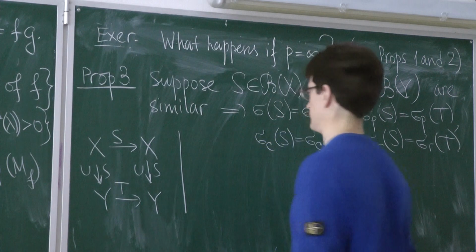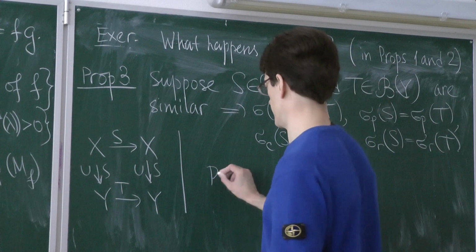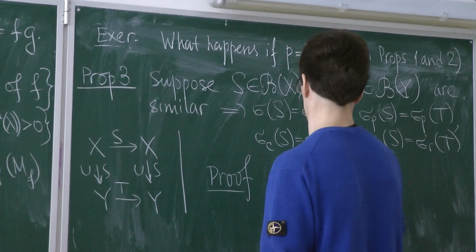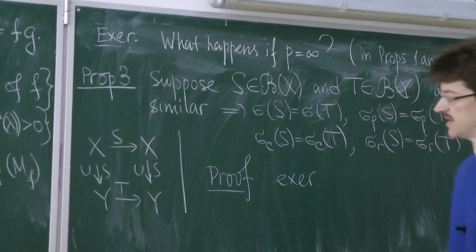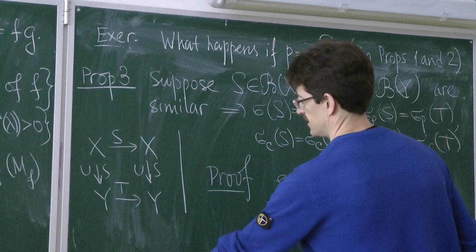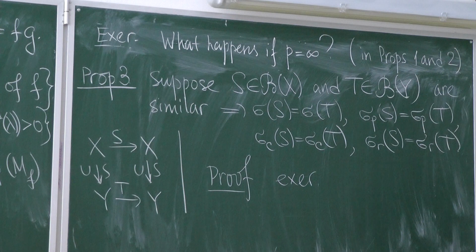This is also an exercise, almost trivial, because essentially it's enough to observe that if S and T are similar, then S minus lambda and T minus lambda are also similar. And if two operators are similar, and one of them is invertible, or has a trivial kernel, or has a dense image, then the same properties hold for the second operator.